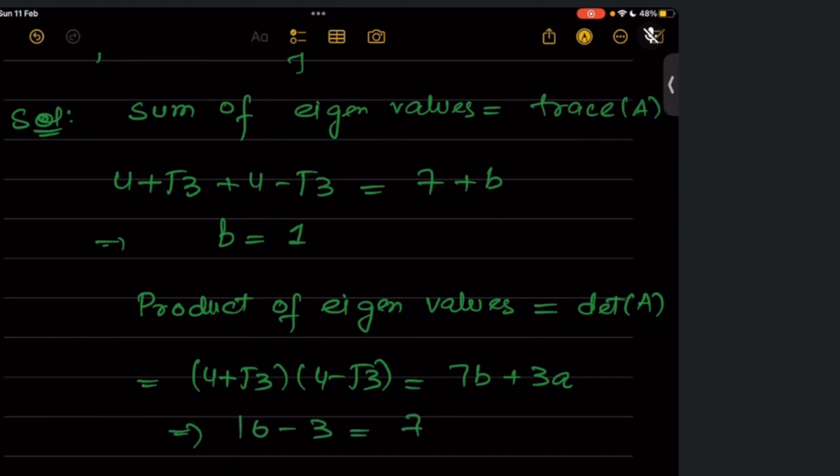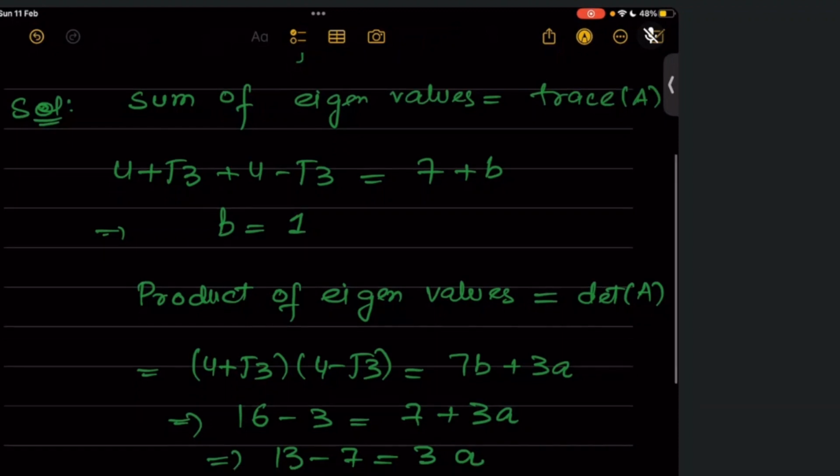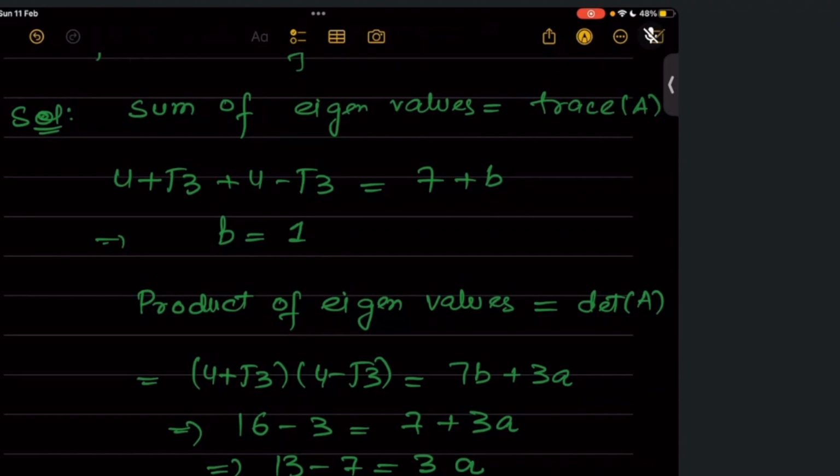Let's put the value of b. So 16 minus 3 is 13, minus 7 is equal to 3a. It implies a is equal to 6 by 3, which is equal to 2. So it was very simple. You can note down the solution, then we'll move to the next question.